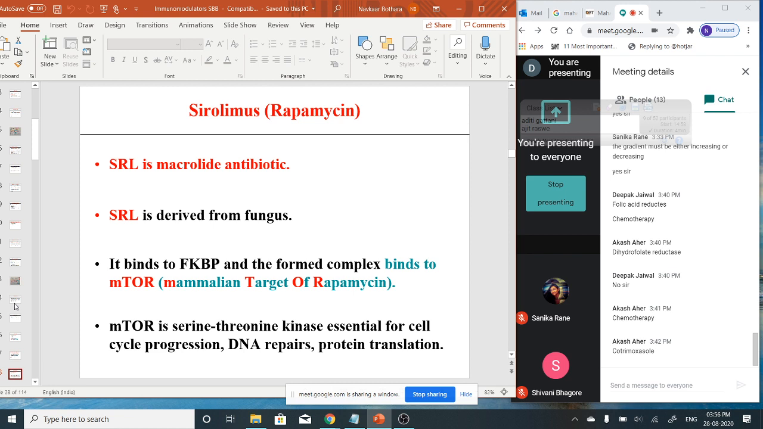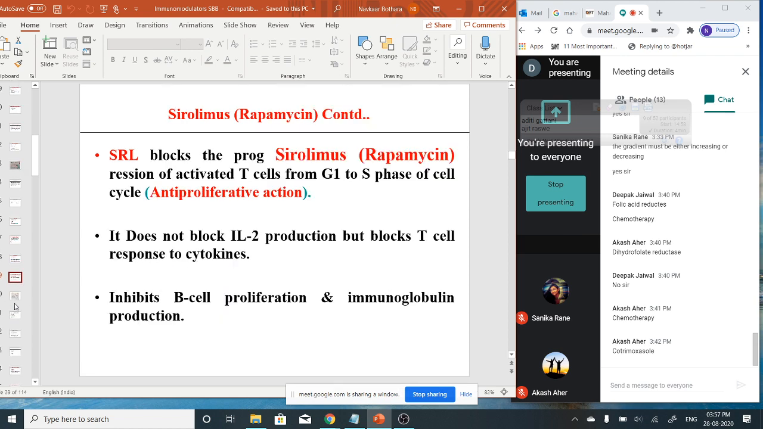So they have given it the name mammalian target of rapamycin, because sirolimus is also called rapamycin, its earlier name. It was actually made as an antibiotic, and later it was found that it is not actually an antibiotic, it is an immunosuppressant drug. So mTOR is a serine threonine kinase essential for cell cycle progression, DNA repair, and protein translation. And if this binds with that, then this will be affected.